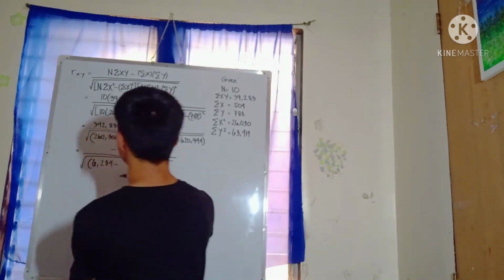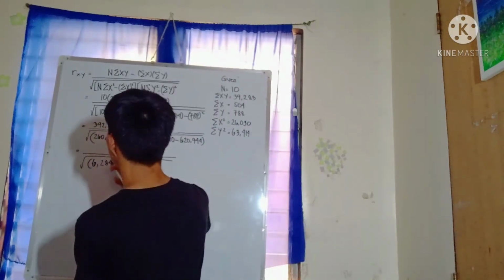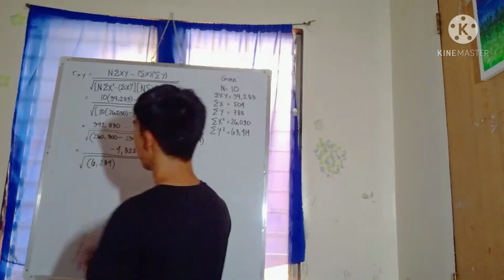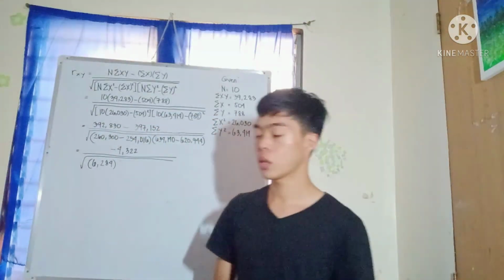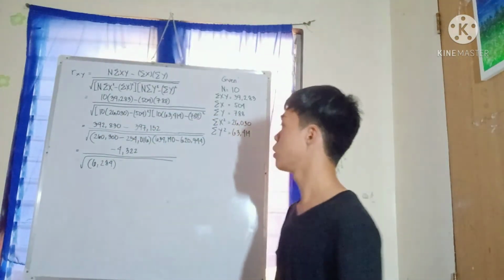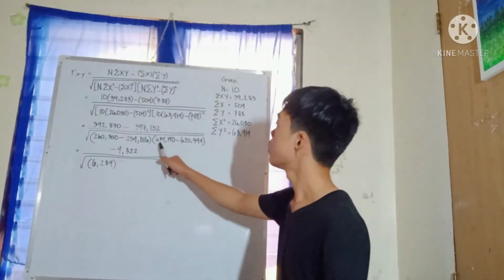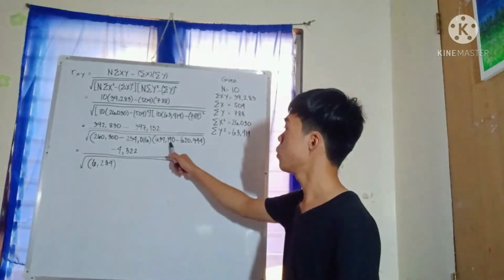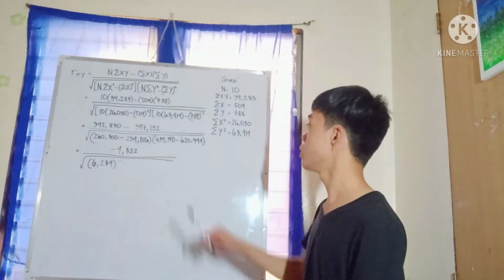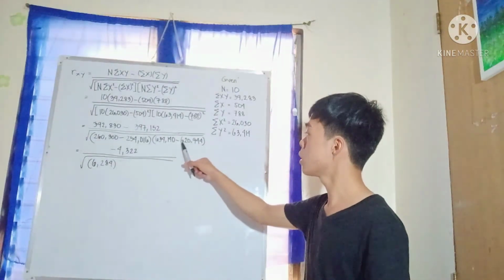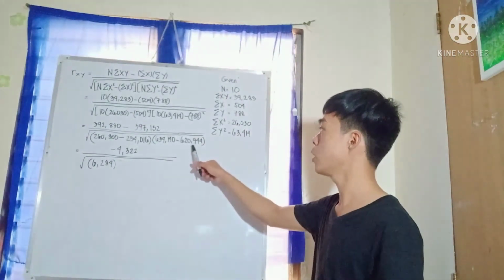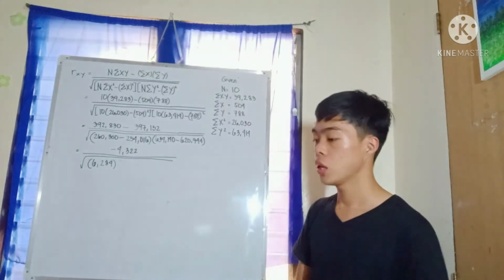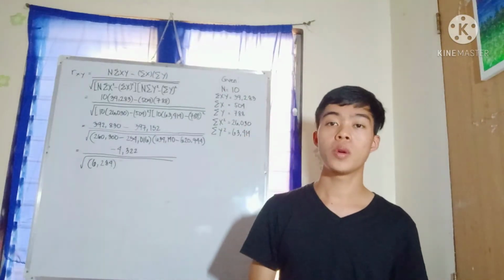So we have 6,284. Then 634,140 minus 620,944 is equal to 13,196.